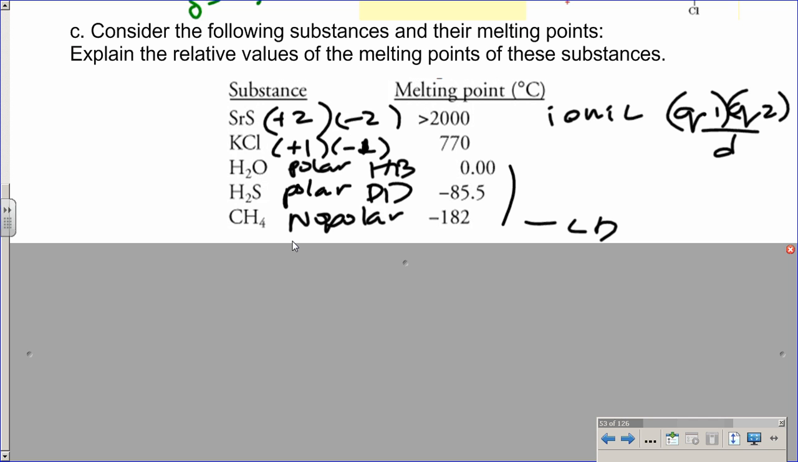Okay, so we're going to start prioritizing things based on intermolecular forces and interparticle attractions. Okay, I'm going to introduce you to hybridization now.